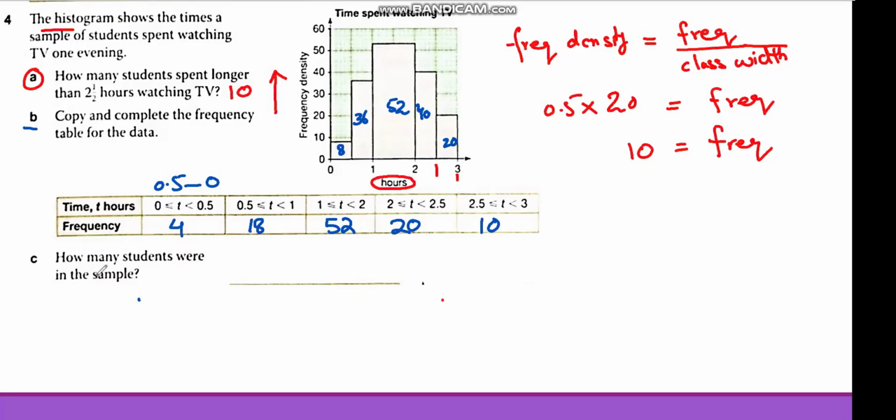So how many students were in the sample? We have to add all these frequencies to get the total number of students. And that is 104. Now let's proceed to the next question.